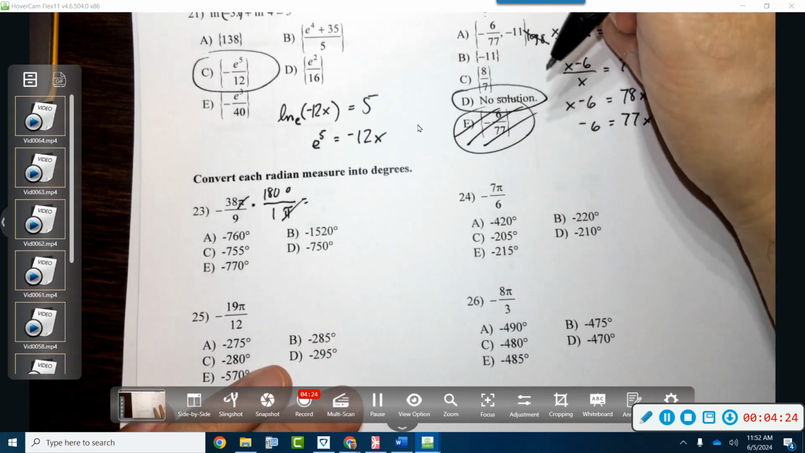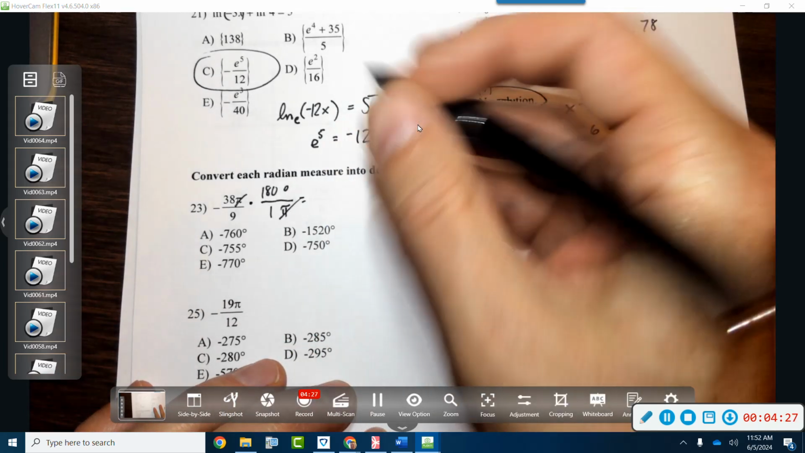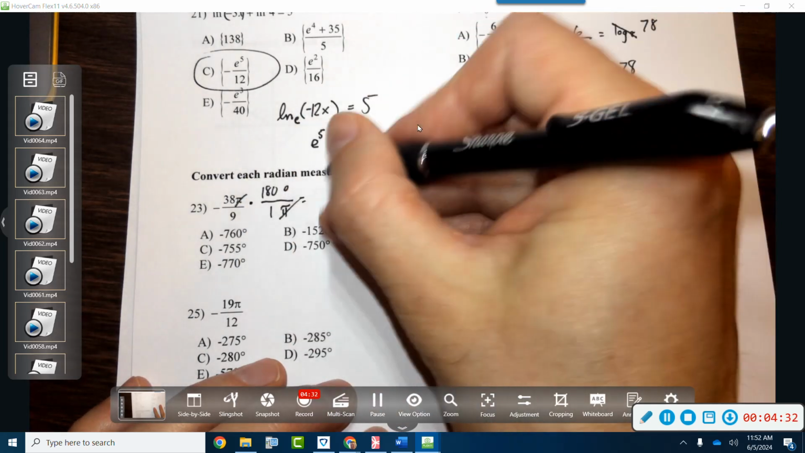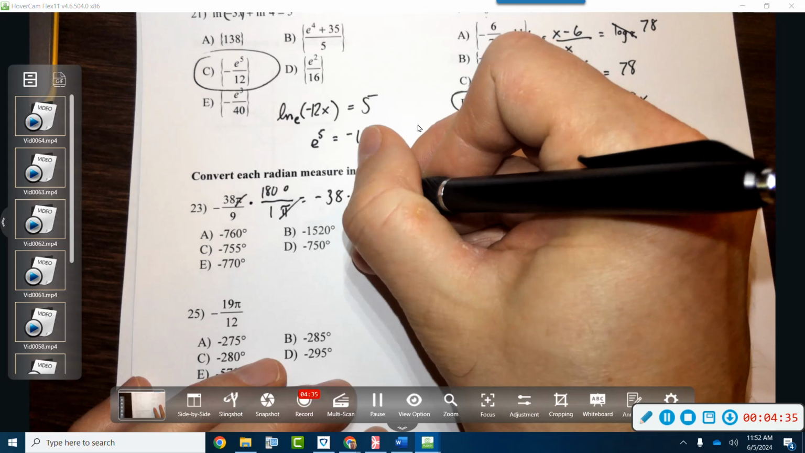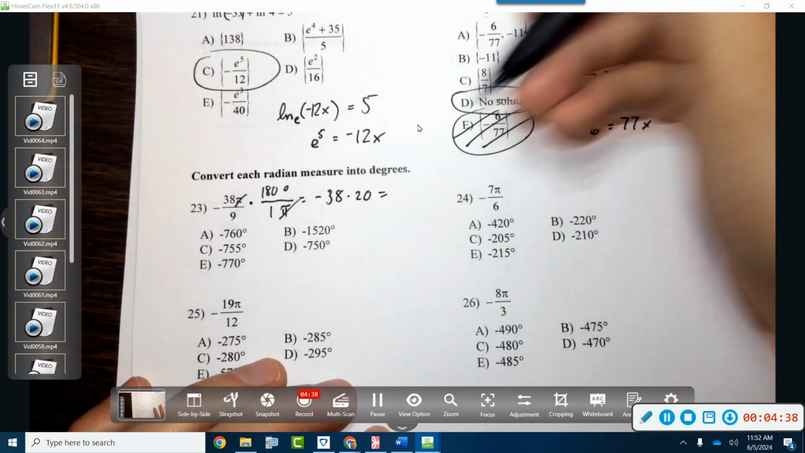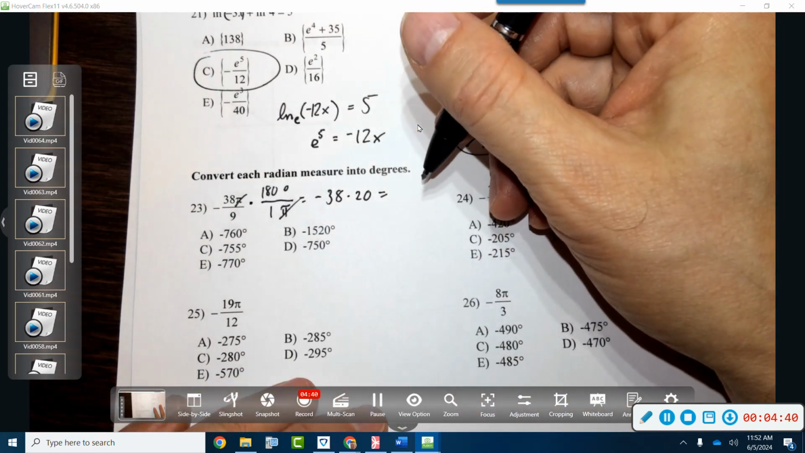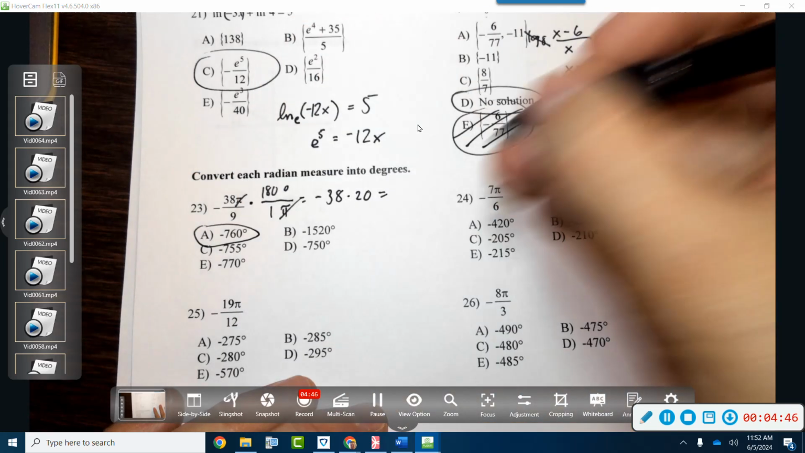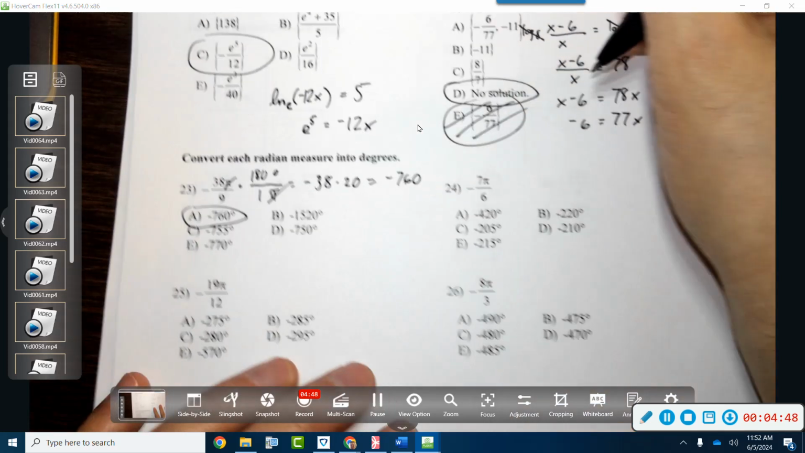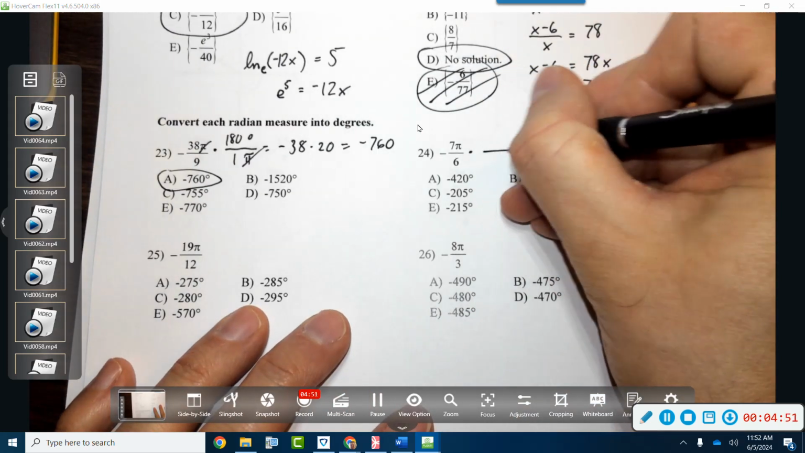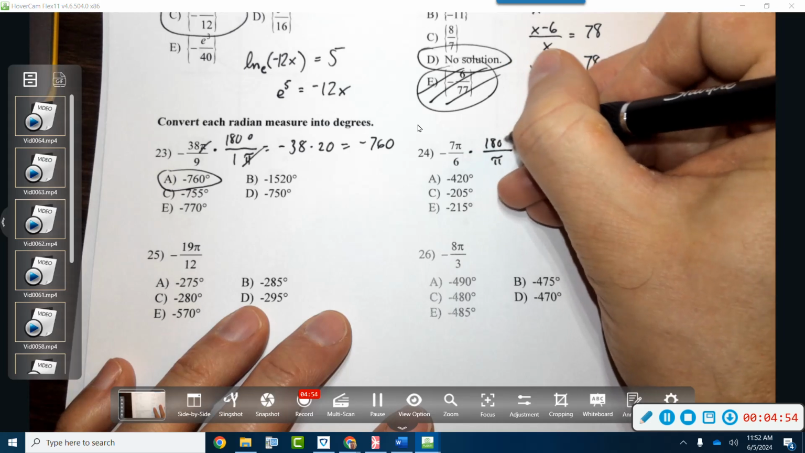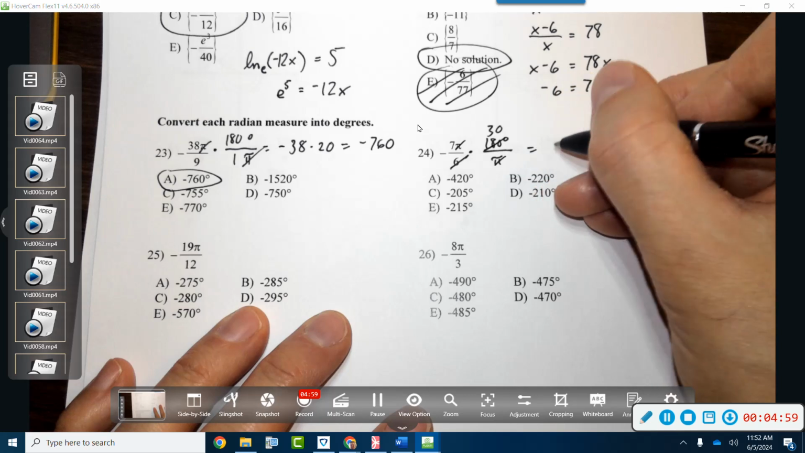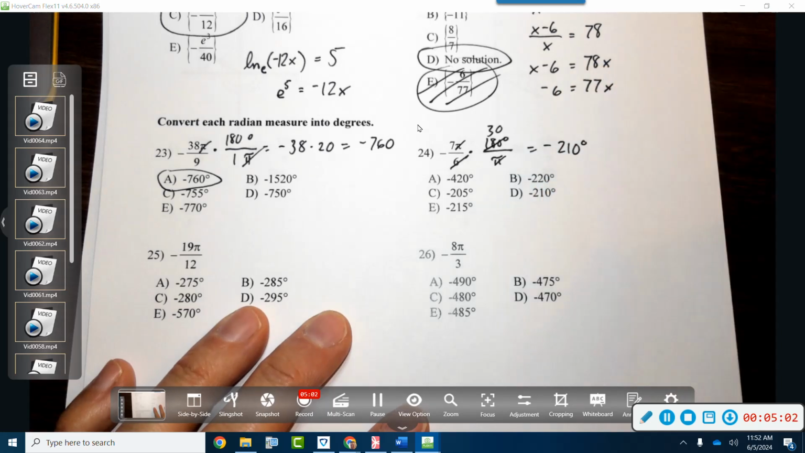What is that, stoichiometry and chemistry, right? So that 9 will go into this guy 20 times. So that negative 38 times 20 will give you the value. What is that? That's 76, and then add the 0, so it's negative 760. This guy, we can get rid of the pi by introducing 180 degrees. That goes in there 30 times, and the pi's cancel out. So now we've got negative 210.